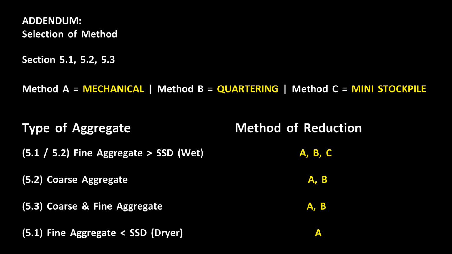For fine aggregate greater than SSD or wet, method of reduction is A, B, or C: mechanical, quartering, or a mini stockpile. For coarse aggregate, it is A and B, mechanical and quartering. For coarse and fine aggregate, A and B, mechanical or quartering. And for fine aggregate drier than SSD, method A, mechanical only.